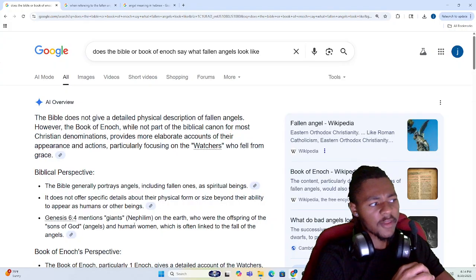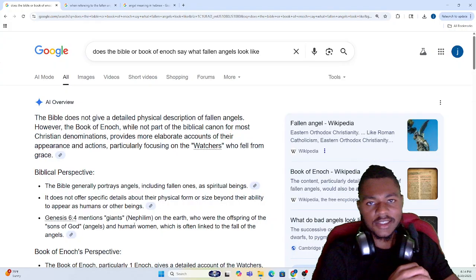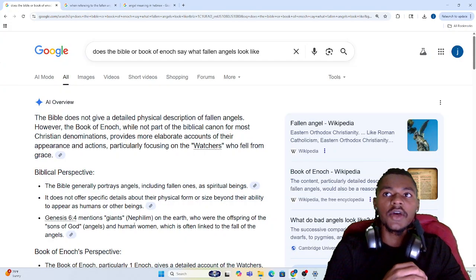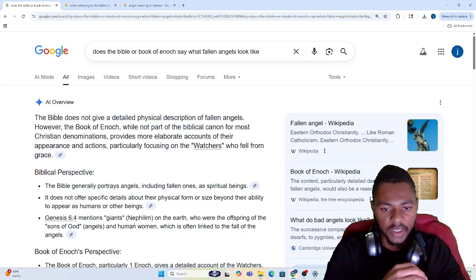So understand that the fallen angels are really just ETs and beings that didn't align with the will of the Elohim, because the Elohim didn't really want the people to be influenced by these higher beings.